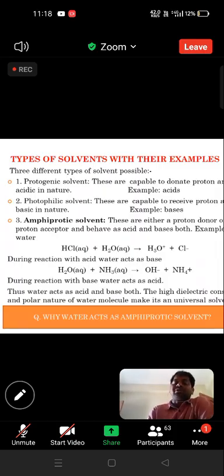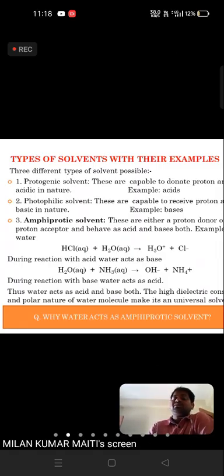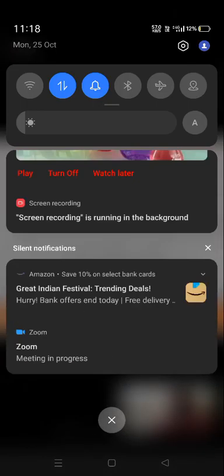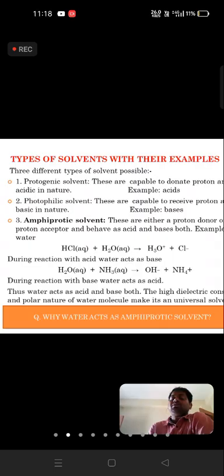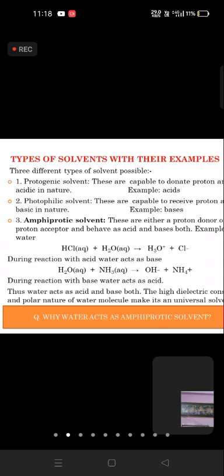Protogenic, protophilic, and amphiprotic. So one more question: why does water act as an amphiprotic solvent? Because water can receive H plus in the presence of an acid, or it can donate the H plus ion to a base.